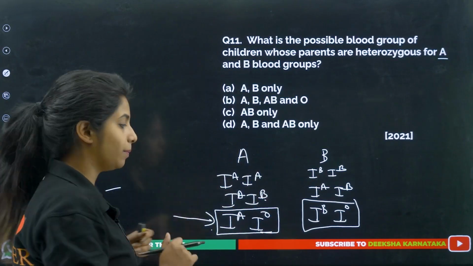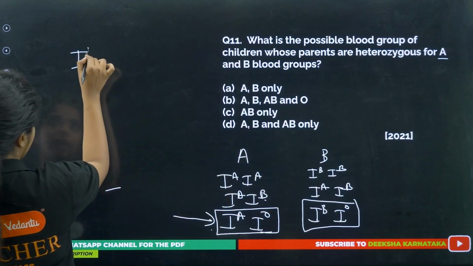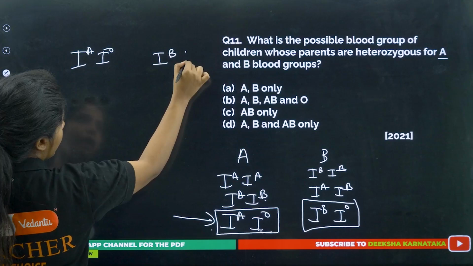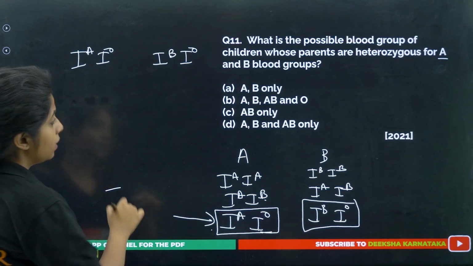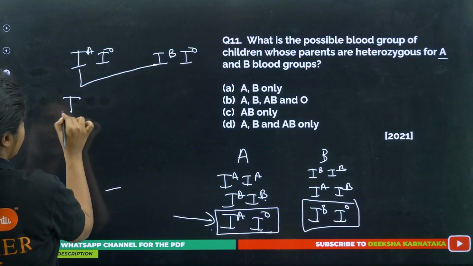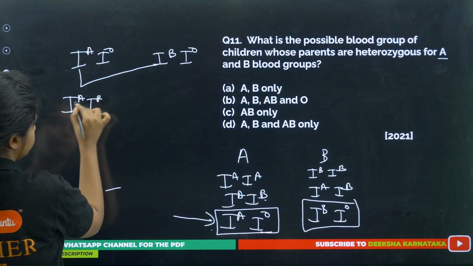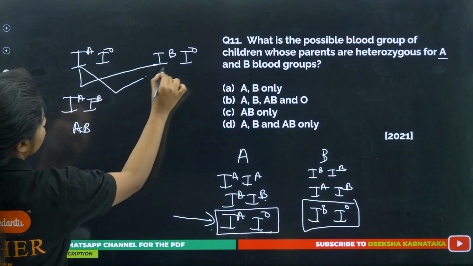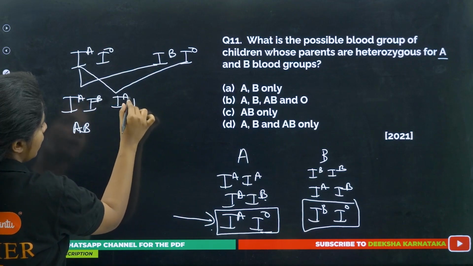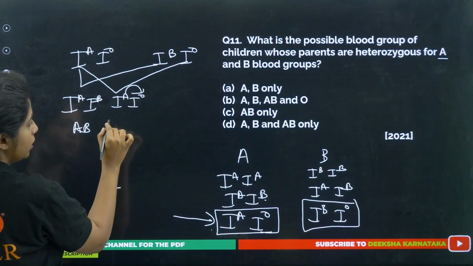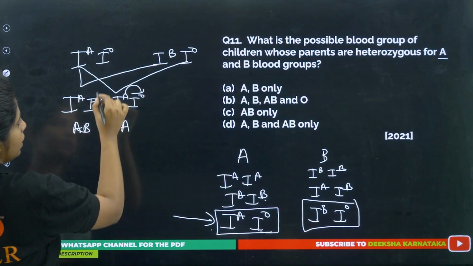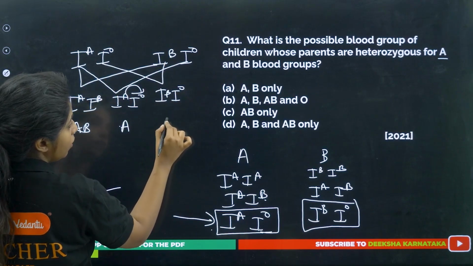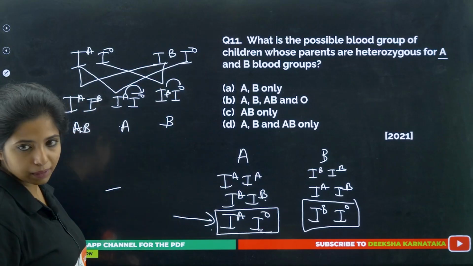Now I am going to fuse them. Let's see. So I have IA and IO, and then I have IB and IO. So when I fuse this with this, what do I get? I get IA, IB. The blood group will be AB, both of them are there. When I fuse this with this, I get IA, IO. So here A is dominant, so I get A blood group. Now this with this, I get IB, IO. So here B is dominant, so I get B blood group.